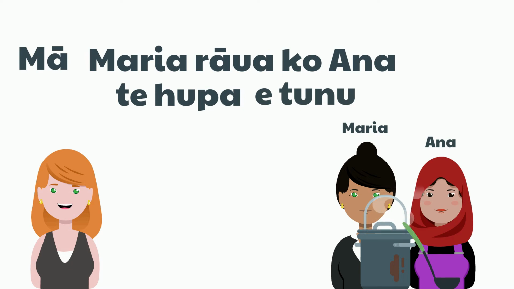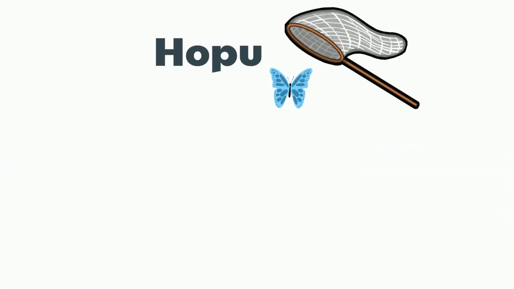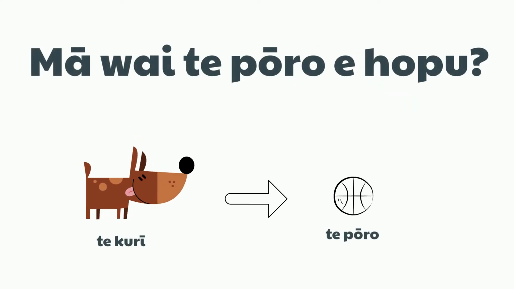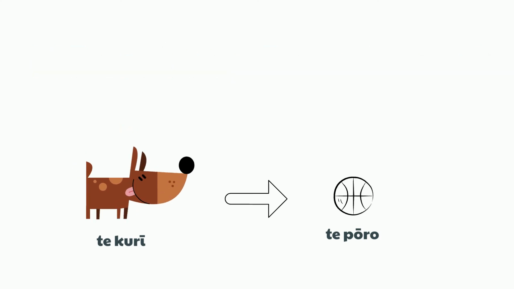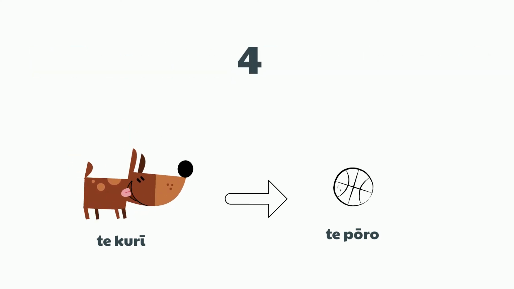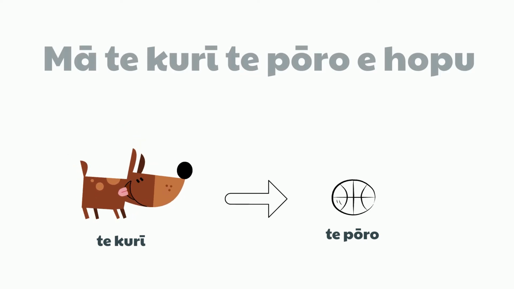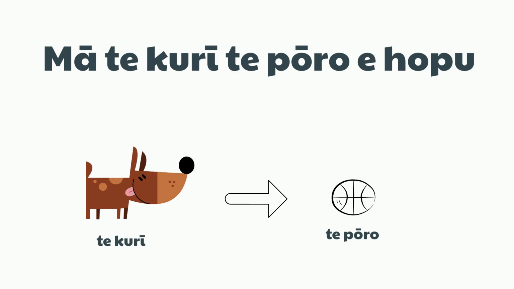Let's practice, while also learning some new words. Hopu means to catch. Mā wai te pōro e hopu. Who will catch the ball? Mā te kuri te pōro e hopu. The dog will catch the ball.